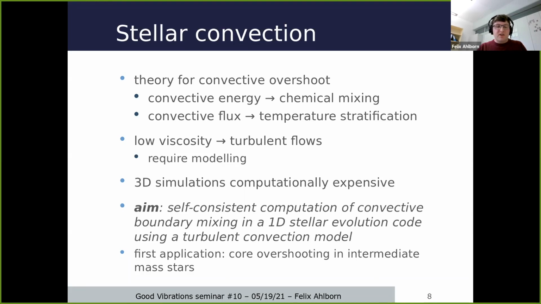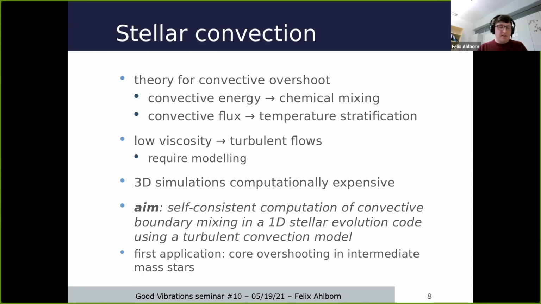However, these simulations often do not reach the required physical parameters of the convective flows, and they are also quite computationally expensive, which is basically due to a mismatch of the convective timescales, which is on the order of days or months, versus the stellar evolution timescale, which is on the order of at least a couple of million years.